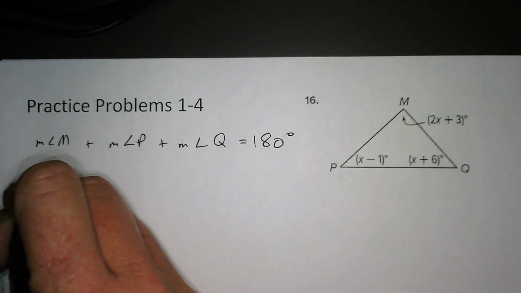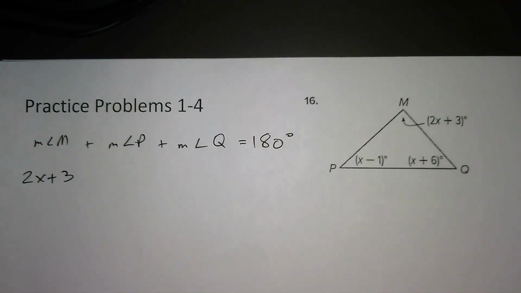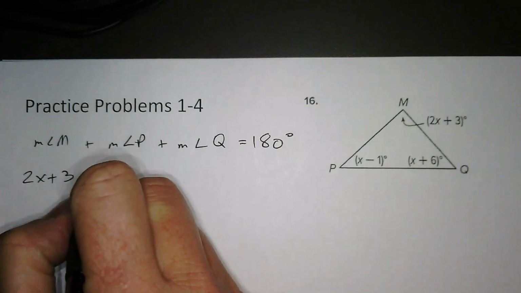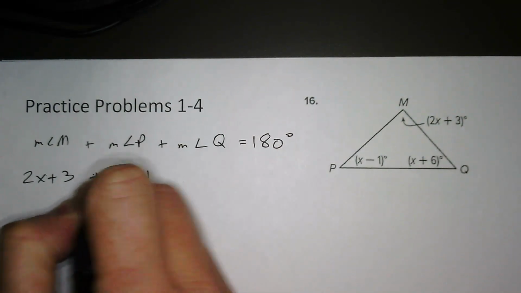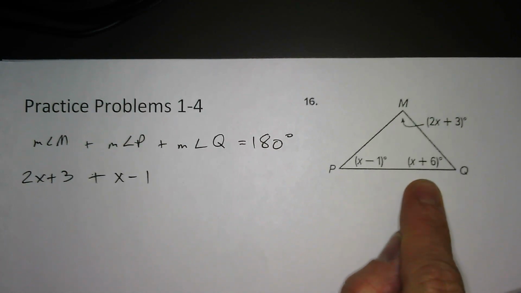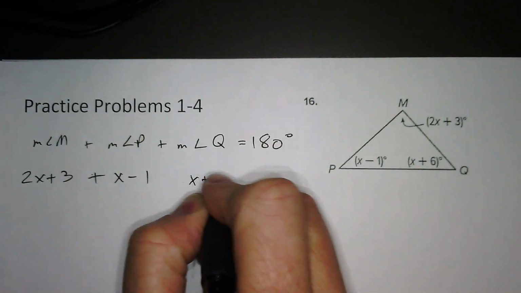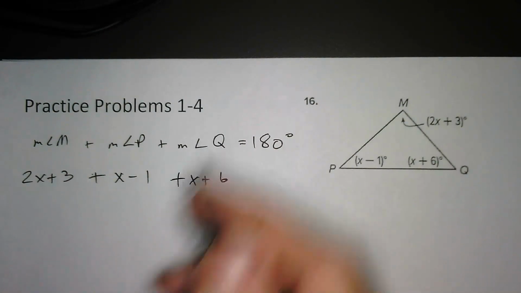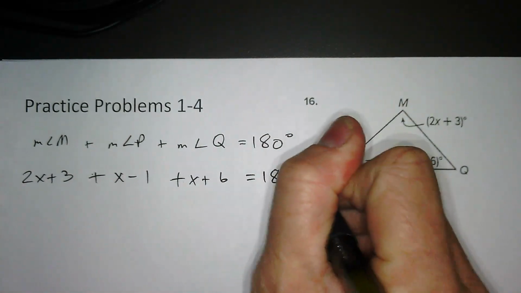So let's see, I put M first. That's the expression 2x plus 3, so I'll make that 2x plus 3. P is the expression x minus 1, so I'm going to add x minus 1 to it. And then the last one, Q, the expression is x plus 6. So I'm going to continue adding that all together. That's going to equal 180 degrees.